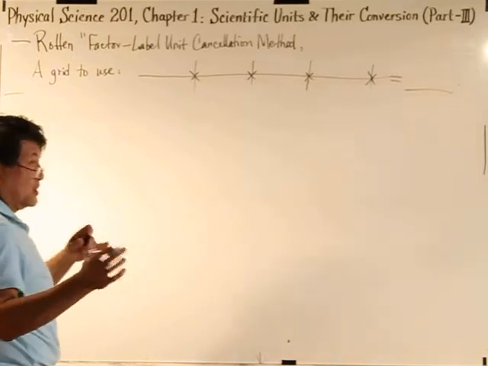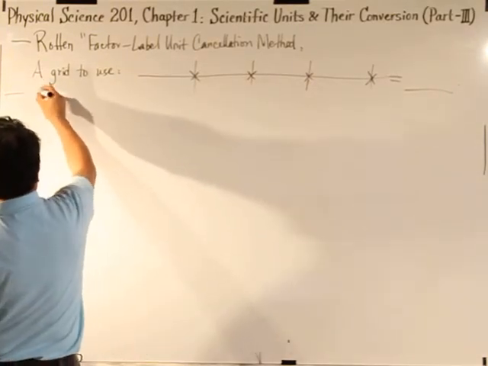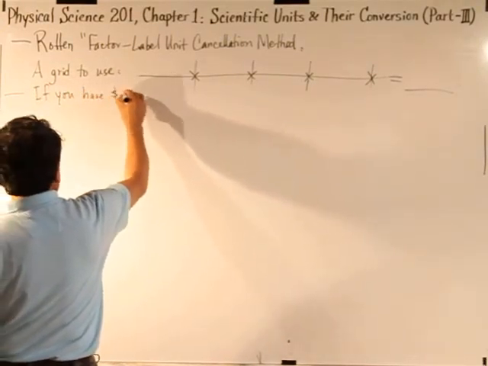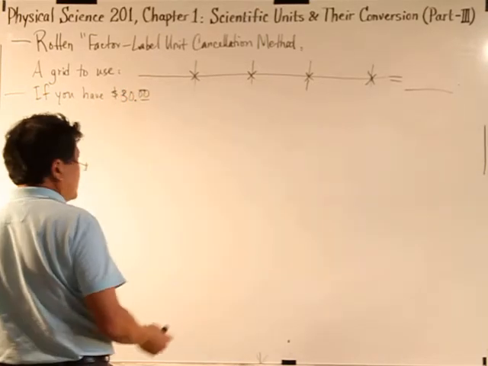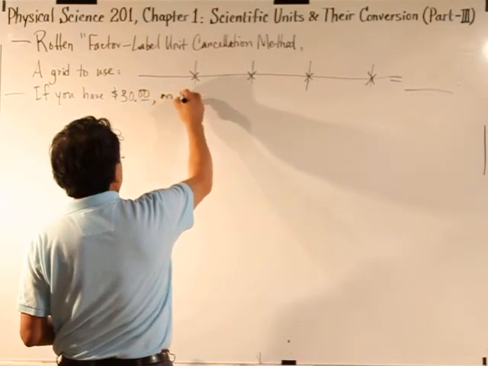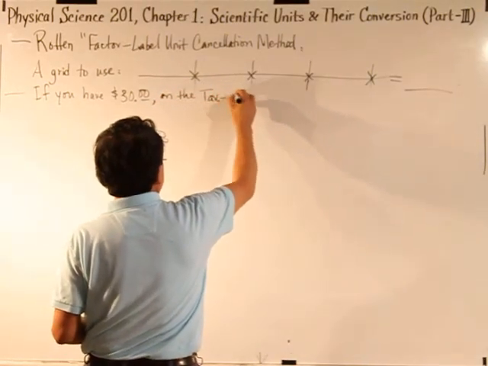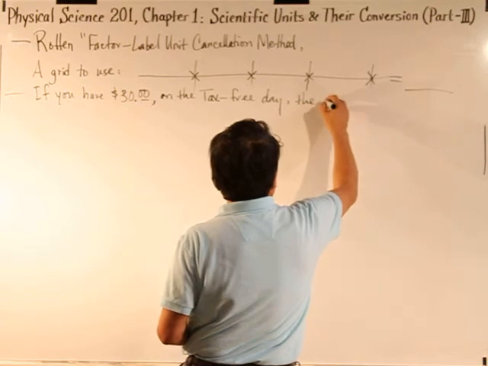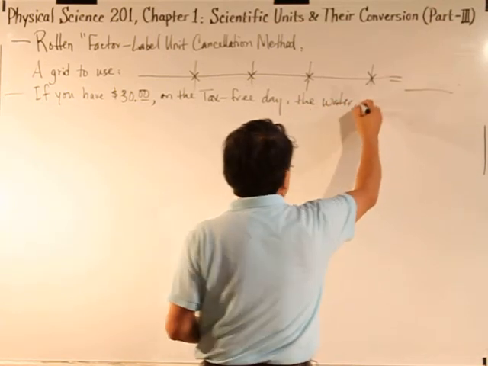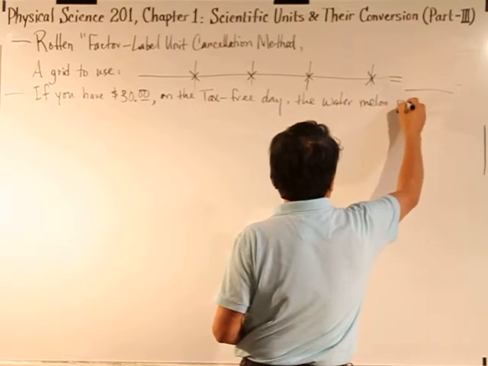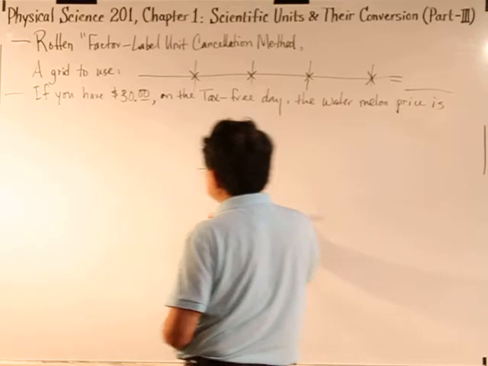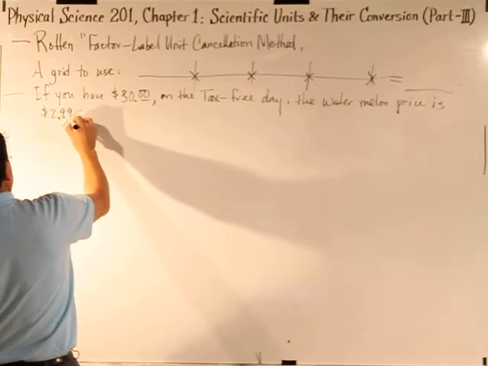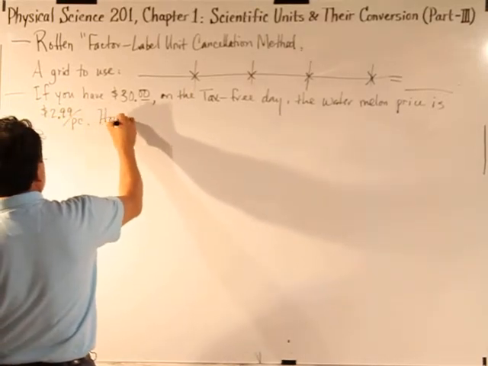I already said in one session in this course this semester last week, I say if you have $30 cash, right, on a tax-free day, right, the watermelon price is, the price is $2.99 a piece.